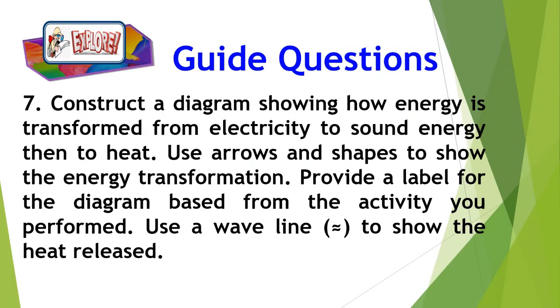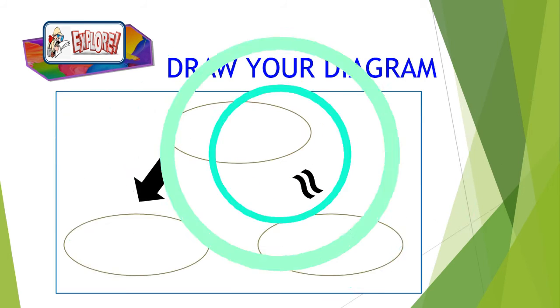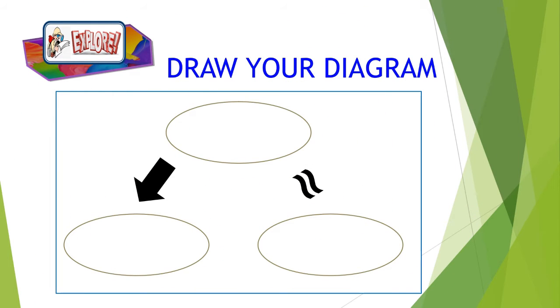For number 7, you will construct a diagram showing how energy is transformed from electricity to sound energy, then to heat. Use arrows and shapes to show the energy transformation. Provide a label for the diagram based from the activity you perform. Use a waveline to show the heat released. This will be your guide in constructing your diagram. Draw well.